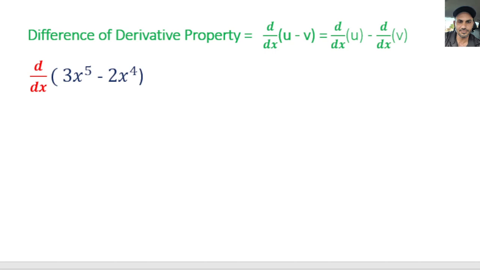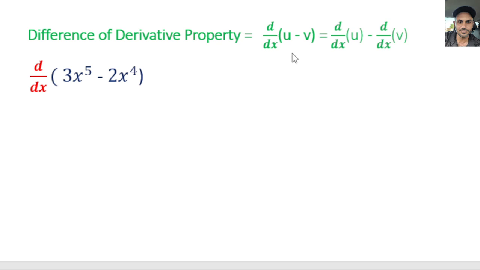Hello, welcome everyone. In this video, I'm going to work out an example involving the difference of derivative property. The difference of derivative property is about when a function or an expression is the difference of two terms, like right here. So we have an expression that is the difference u minus v, where u and v are two separate terms, or two separate functions.